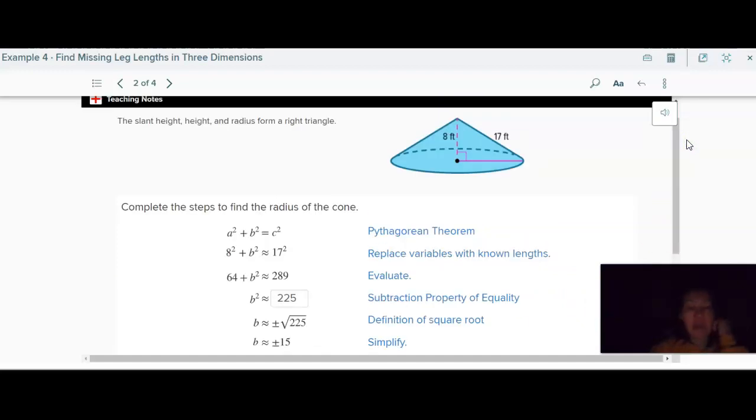So try the check problem on page 409. Also do the one on page 410 and see if you can find the missing leg lengths. And that's all we've got.